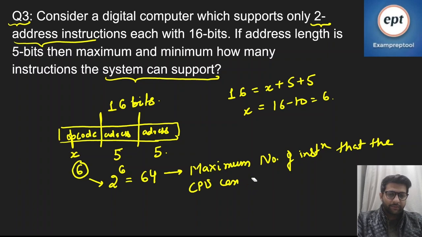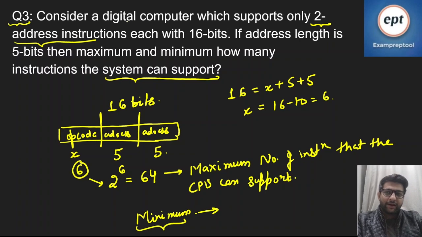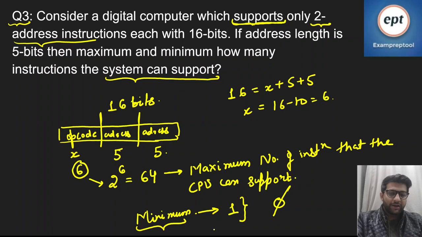CPU can support, right? And what about the minimum? So this is very important. The question is saying that a digital computer supports two address instructions. So the minimum number of instructions that this will support will be 1, right? It will not be 0, because here it is written that this computer supports two address instructions. So 0 cannot be the answer. The minimum number of instructions supported by this type of computer will be 1.